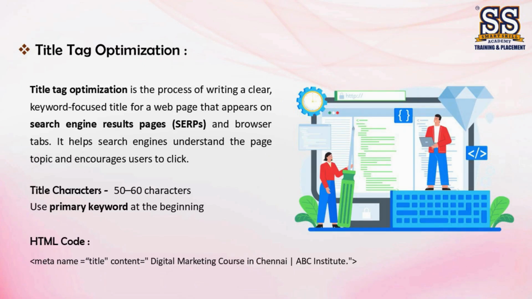We're diving into one of the most critical elements of on-page optimization, the title tag. So, what exactly is it? Title tag optimization is the process of crafting a clear, keyword-focused title for your web page. This is the first thing people see on search engine results pages, or SERPs, and it's also what appears on your browser tabs. Think of it as your digital billboard. It tells search engines exactly what your page is about and, more importantly, it convinces users to click.